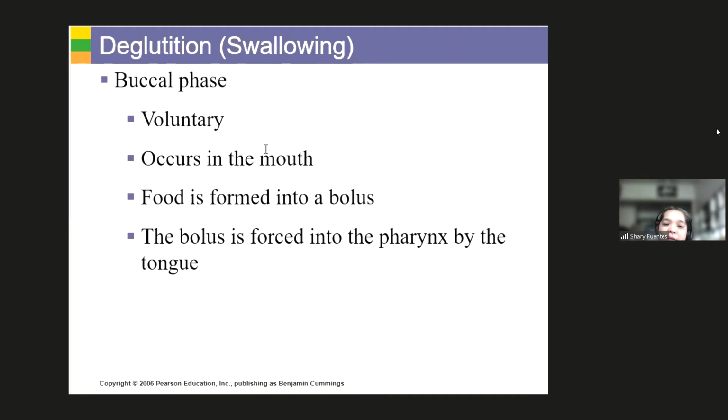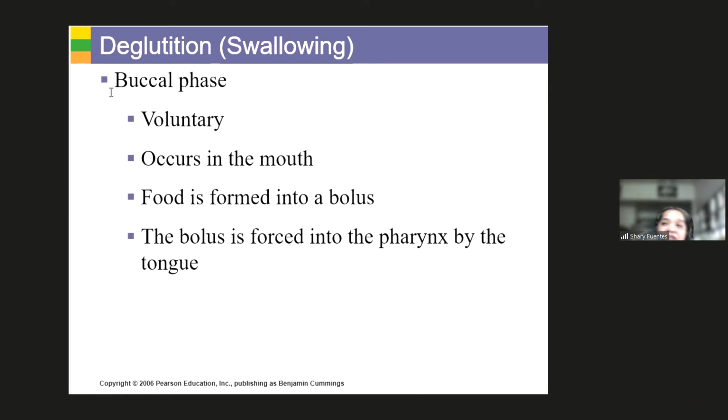So let's talk about deglutition. Deglutition is a term for swallowing. Okay? We have different phases in it. The buccal phase, okay, that is considered to be voluntary. Okay, by the way, so deglutition reflex or swallowing are the same. So when we say you swallow, the first phase, the buccal phase, meaning to say it's in the mouth, okay, that occurs in the mouth.